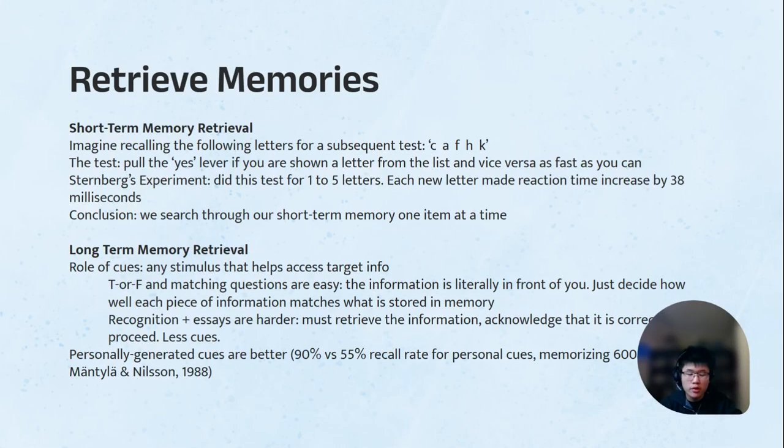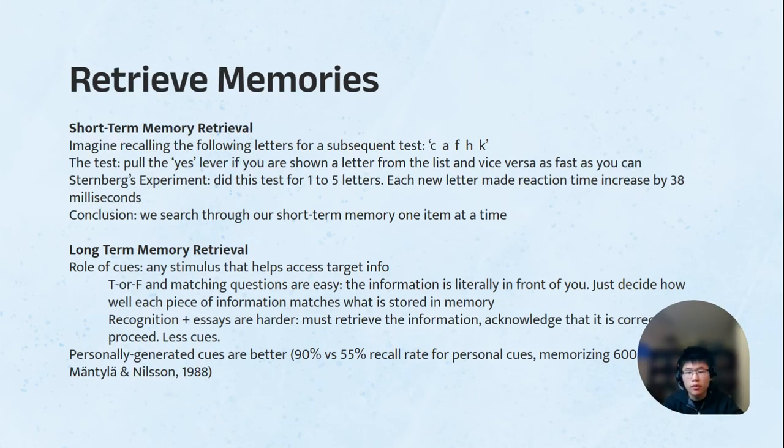Now, Sternberg's experiment was to do this test for a 1 letter series to 5 letters, and each new letter in the list made a reaction time increase by 38 milliseconds. So 38 milliseconds slower to confirm whether a letter was in the list, the longer the list was. The conclusion is that while we might think that we're just automatically going through all 5 items in our short term memory instantly, we're actually doing it one at a time, right? So when you're confirming whether, for example, K is in the series of letters, your mind is actually going through the letters C, A, F, H, K in a stepwise order.